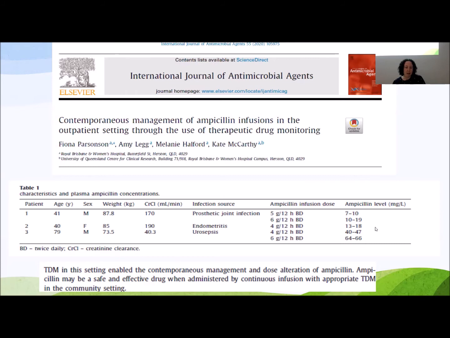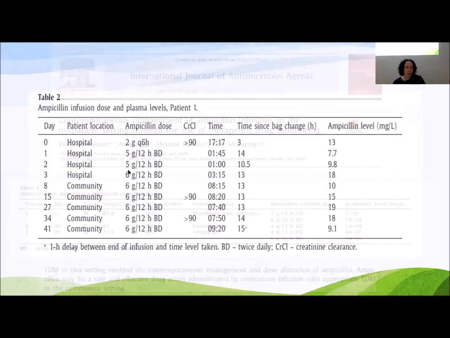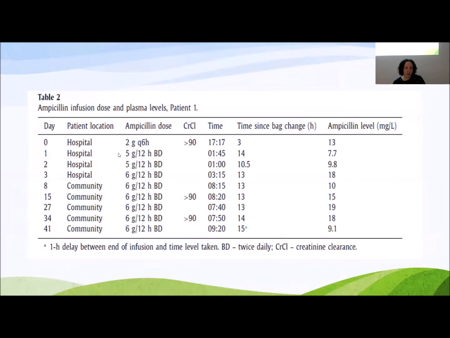Now, the MICs of the isolates ranged from, I think, 2 to 4 from memory, and they're all Enterococcus faecalis. And as you can see, the range of ampicillin levels is on the right of the table displayed. If we look at these a little bit more closely, what we did before they went out is that we did a level on an intermittent infusion.